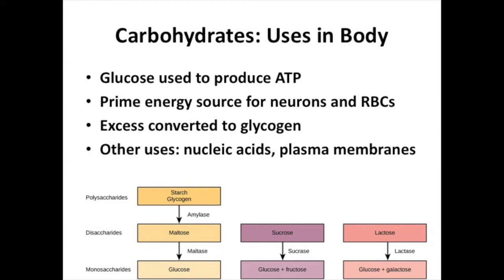A couple other ways we use carbohydrates is we have sugars in nucleic acids. If you remember DNA and RNA, the R stands for ribose, the D stands for deoxyribose. So you need sugars that come from carbohydrates in order to make DNA and RNA. We also have sugars associated with our cell membranes.